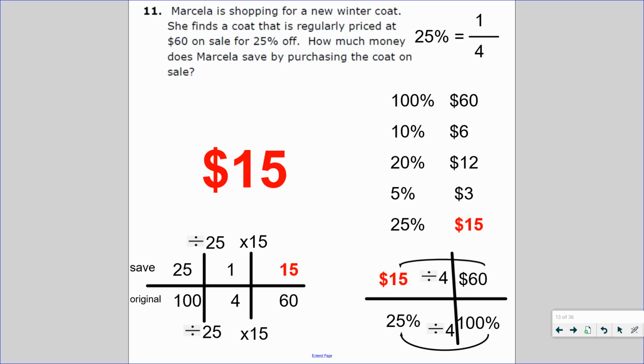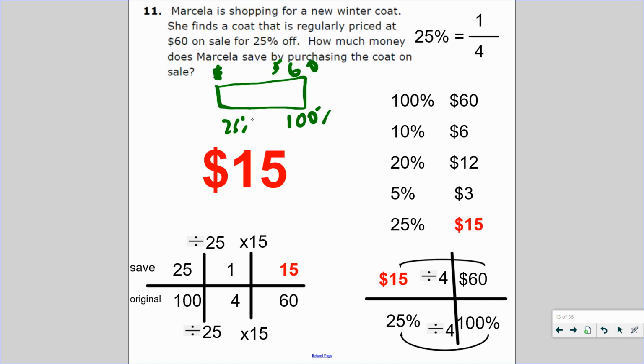Number 11, Marcy is shopping for a new winter coat. She finds a coat that is regular price at $60 on sale for 25% off. How much money will she save? So I'm going to make a percent bar. This is 100%. This is 25%. So regular price is $60 right there. So I need to find this dollar amount right here.